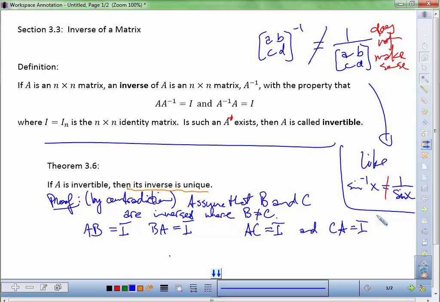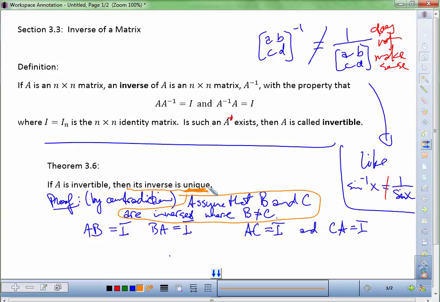We're assuming it's not unique. This is the assumption right here. And they're different. So that is the opposite of saying that they're unique. Okay.